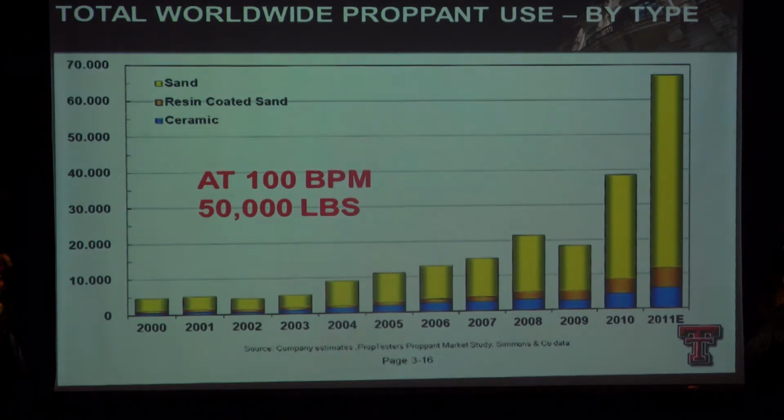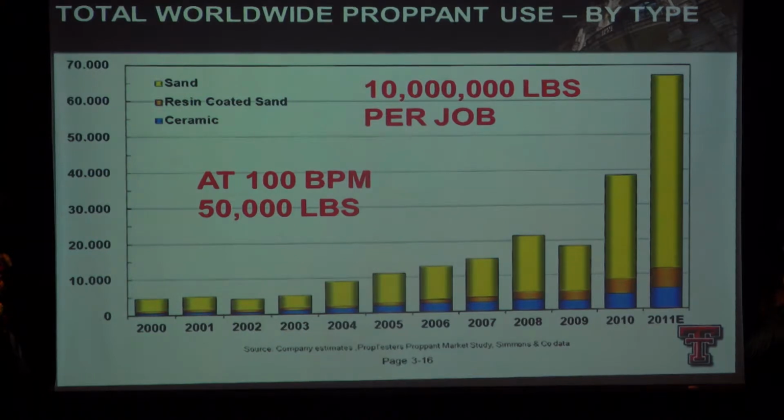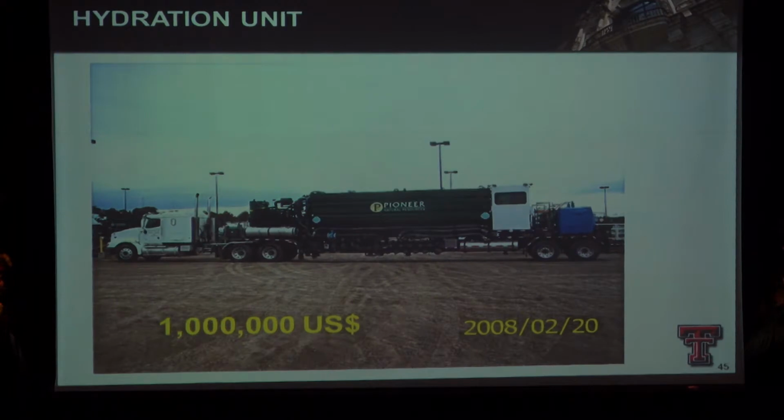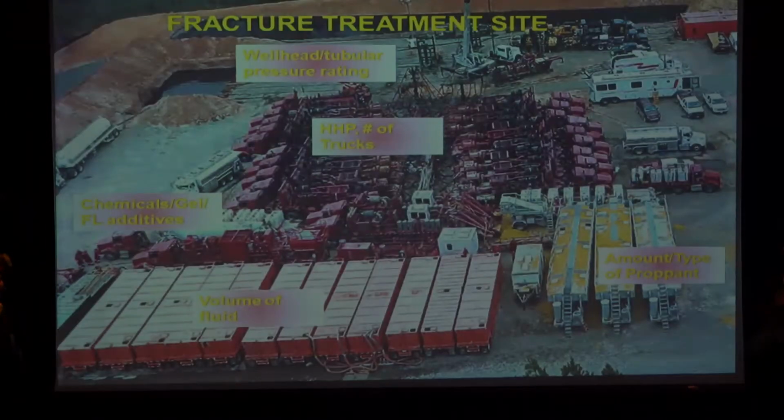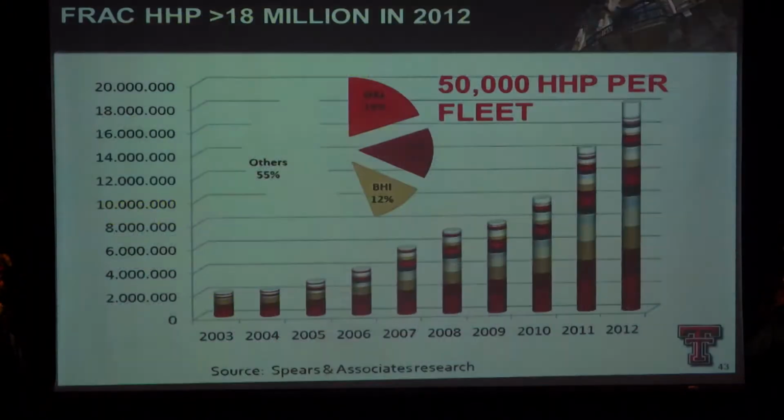In one job, we pump these jobs at 100 barrels per minute. That's 16 cubic meters per minute. We pump 50,000 pounds of sand in 3 minutes. A job, 10,000 pounds of sand in just one frack job. So you can see the demand is quite high for these proppants. What does it take to put one of these fleets together? When I say a fleet, I'm referring to this here. This entire group of vehicles here is called a frack fleet.